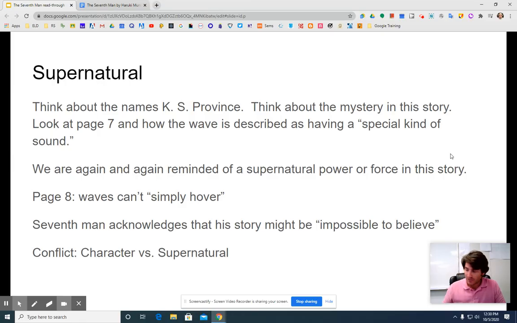Anyway, that yelling here, I think, is going to be part of the character's development, the seventh man's character development as we continue on.